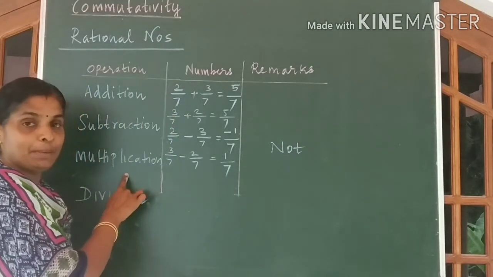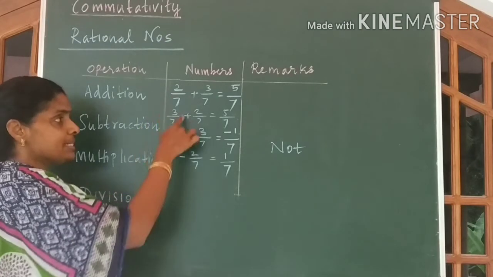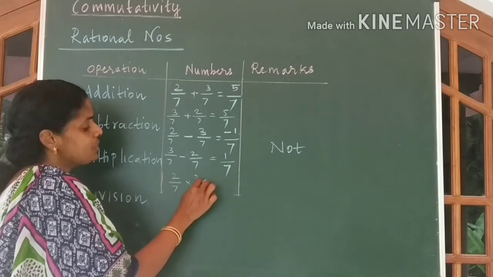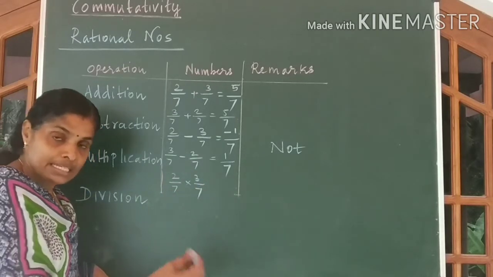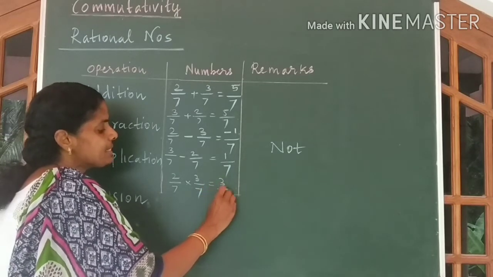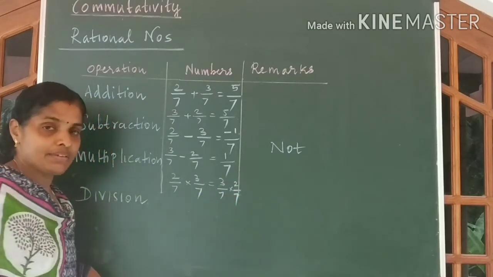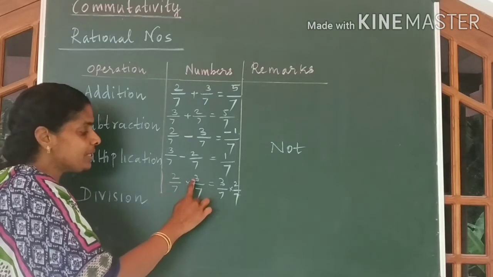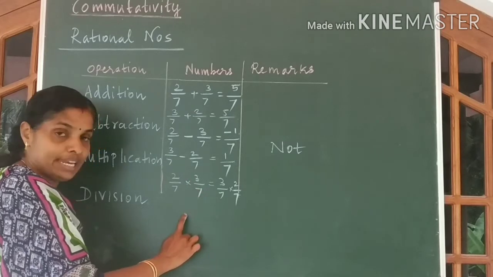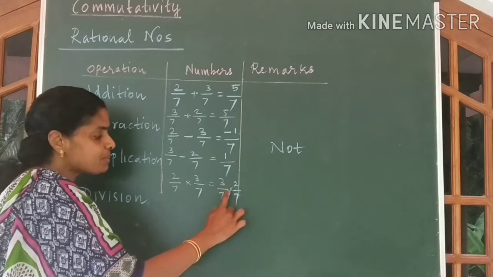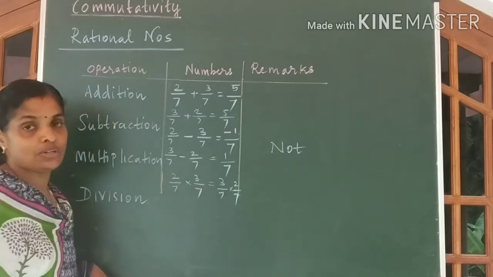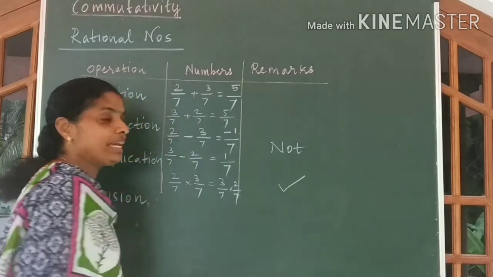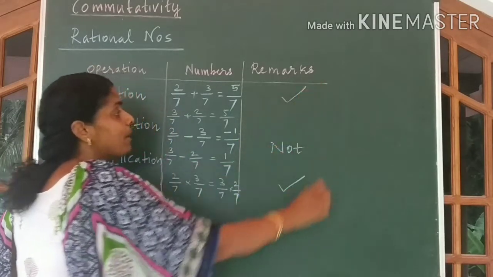Come to multiplication. Let us use the same two fractions. 2/7 into 3/7 is the same as 3/7 into 2/7, isn't it? Because in both you get the same answer. 2 3s are 6, so 6/49 in the first case, 6/49 in the second case also. So yes, multiplication is commutative.